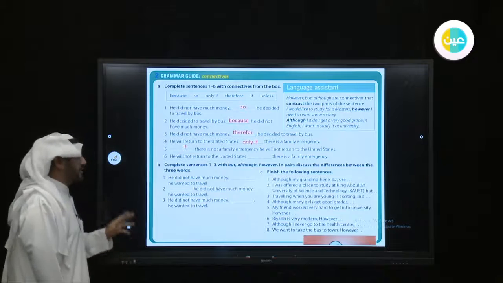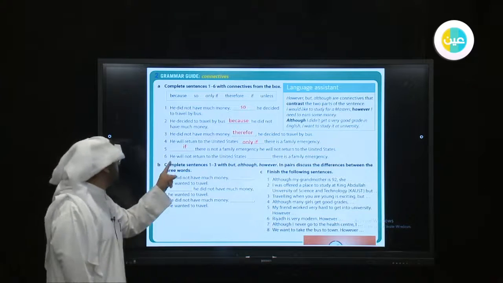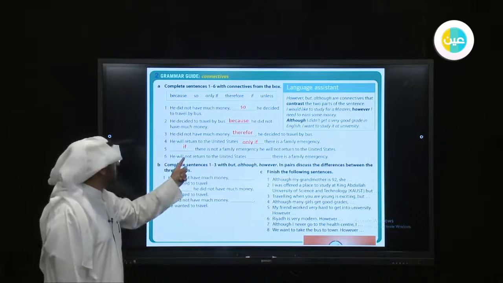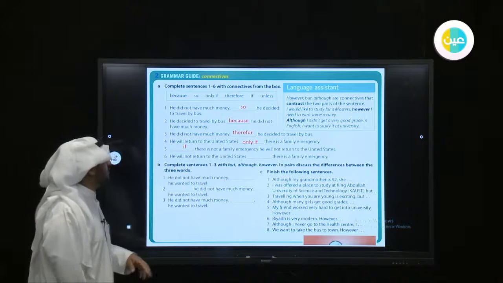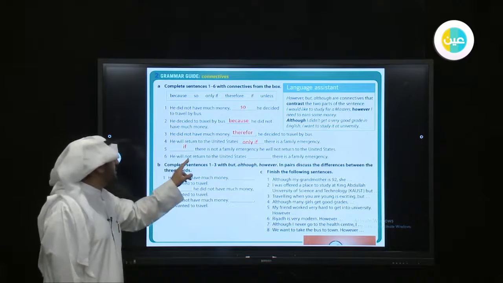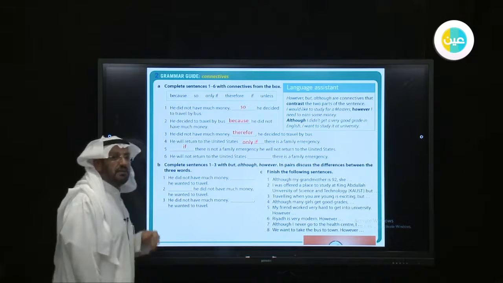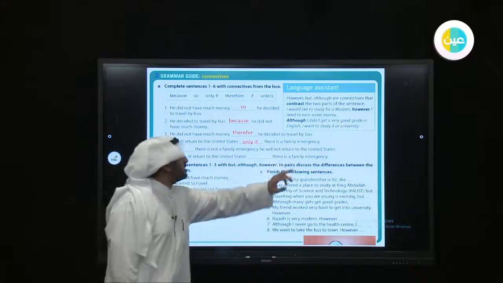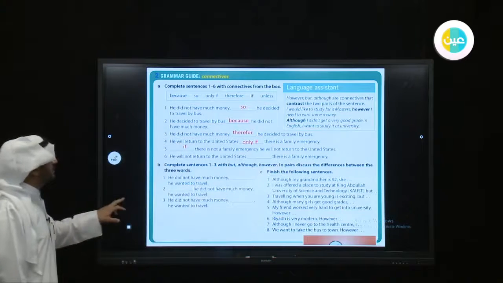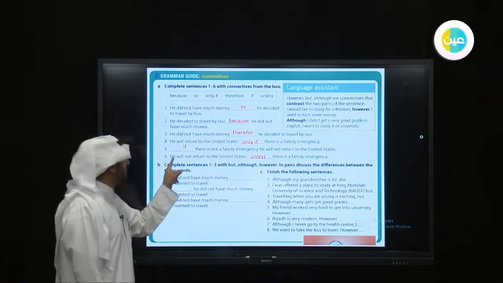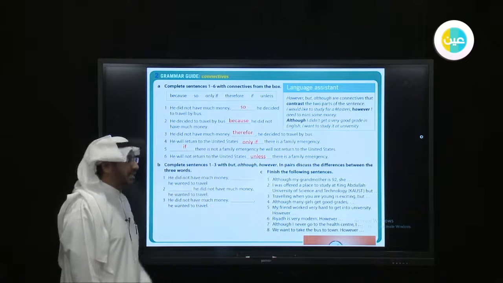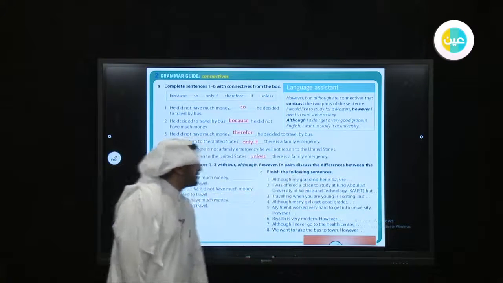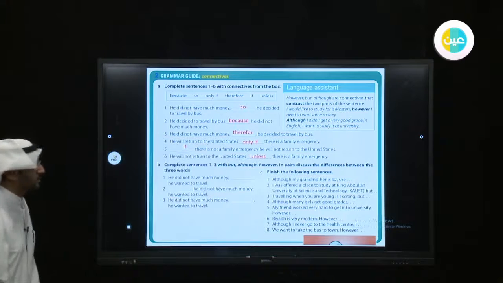Number six, last example. He will not return to the United States. This is effect. There is a family emergency. Look, unless there is a family emergency, he will not return to the United States. This part is effect. Unless there is a family emergency. This is cause.